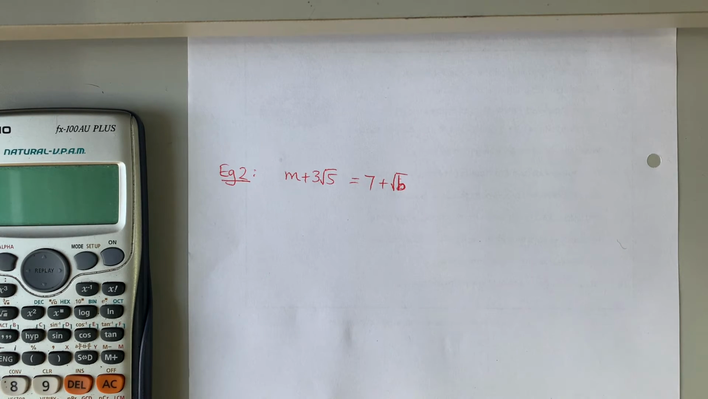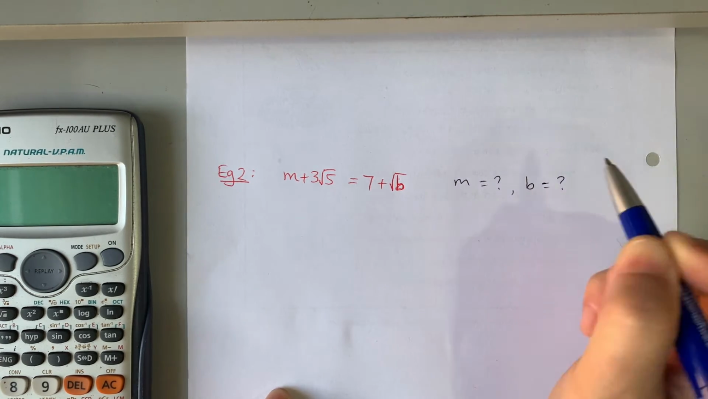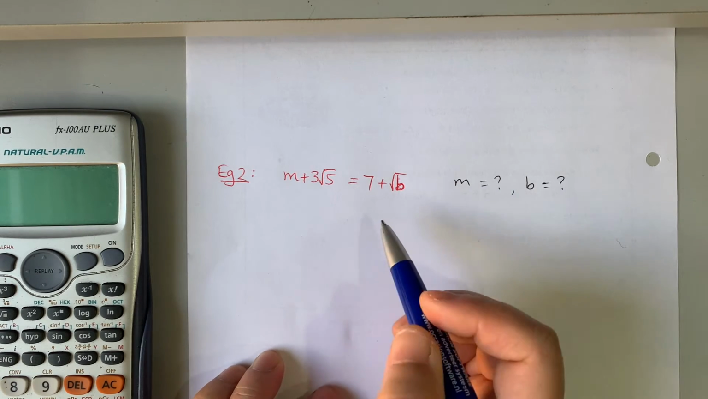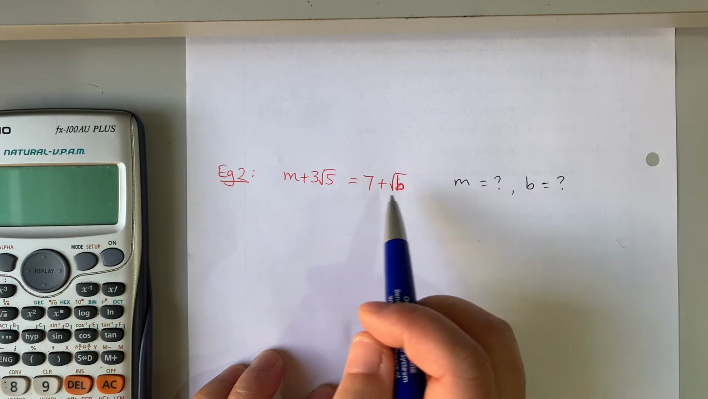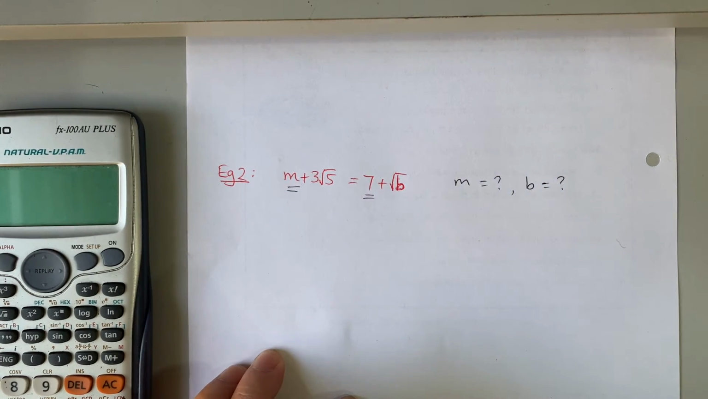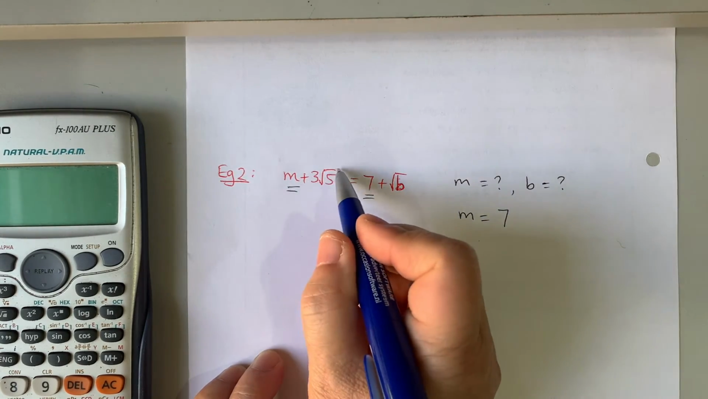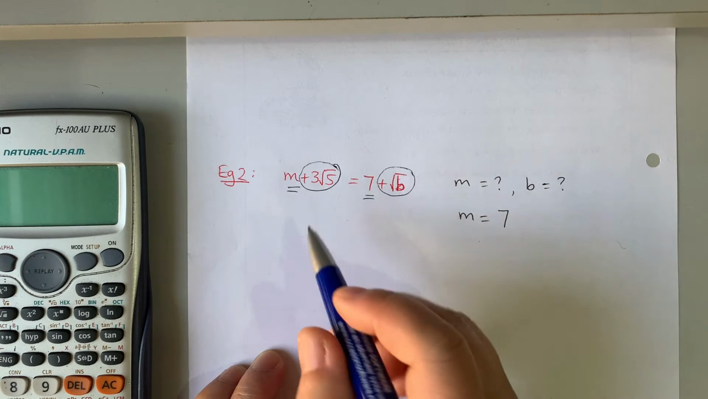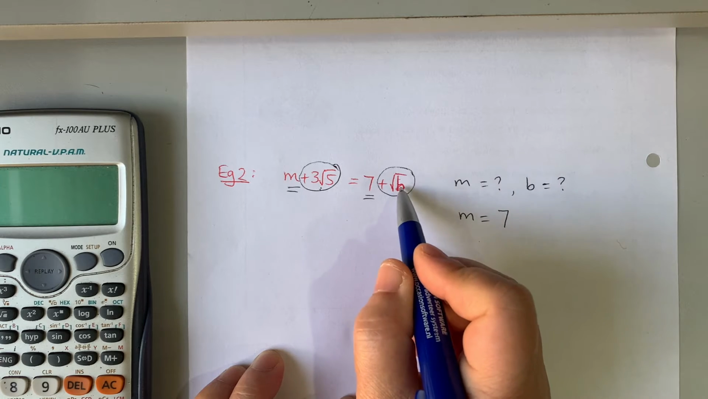Example 2. So let's say we want to find m and b so that m plus 3 root 5 is equal to 7 plus root b. Again, we need to put the two surds in exactly the same format, and then we equate the parts. Now, the whole number part has to be equal to each other. So m is equal to 7. Okay, that bit's the easy bit. Now, the 3 root 5, that has to be equal to the root b. So we want to put this thing in exactly the same format as root b.